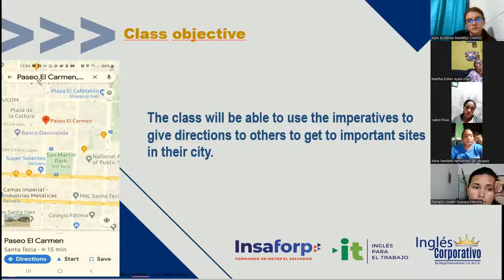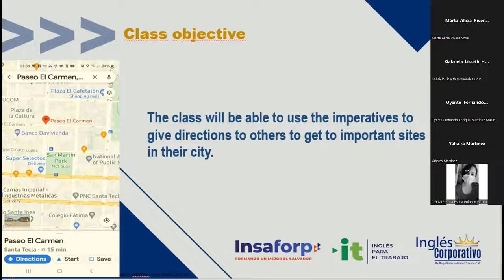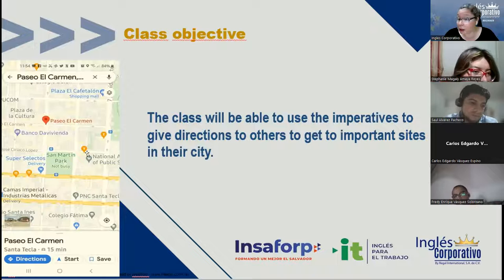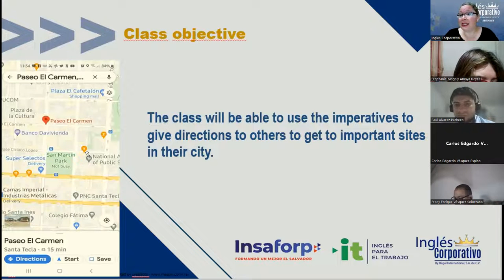Do you know Paseo El Carmen? Where is it located? Where is Paseo El Carmen? In Santa Tecla City. Okay, Santa Tecla City. Yes, exactly. And how to get there? Do you have any idea how to get there? What places are close to Paseo El Carmen? What are the points of reference? So this is what we want to see today, from these 20 minutes that we are going to work.